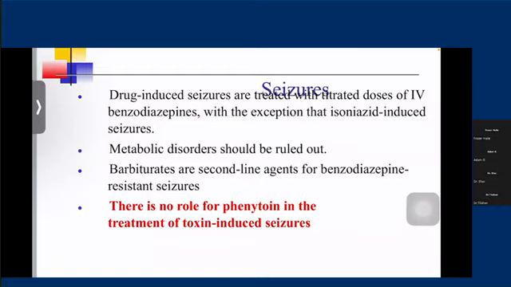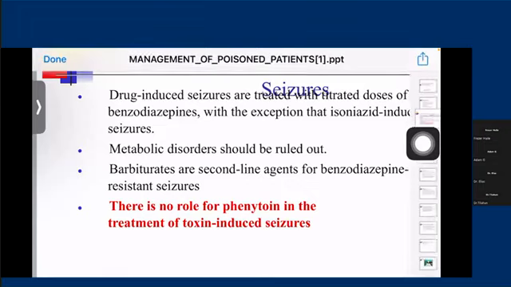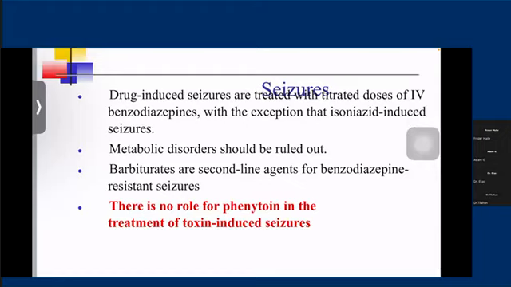And the second-line medication is a barbiturate. So if it is resistant to benzodiazepine, we can consider giving a barbiturate. But regarding phenytoin, phenytoin is a first-line medication for seizures in other conditions, but for poison-related seizures, phenytoin has no role and it can complicate things. So it's better to avoid phenytoin.